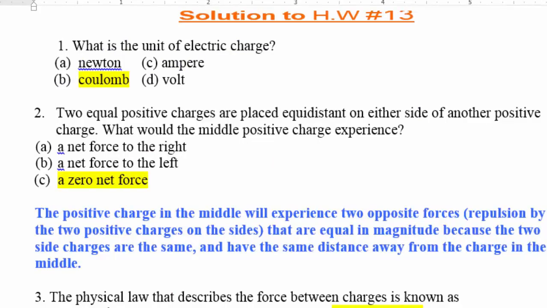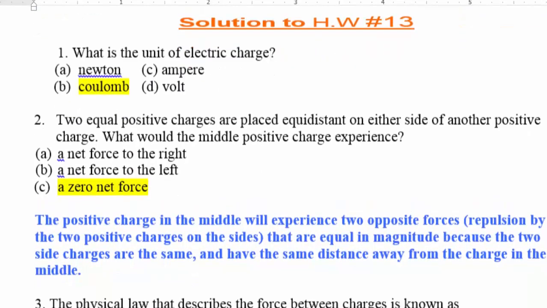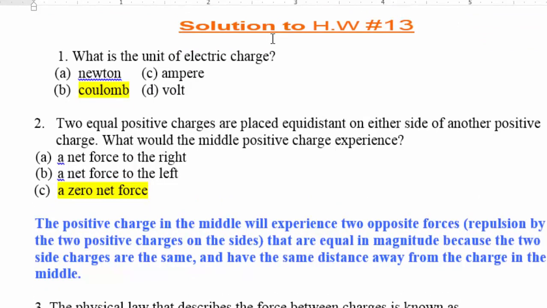Okay, on the homework questions, and again make sure first to solve it yourself. The unit of charge is Coulomb. When you have two equal positive charges that are placed equidistant on either side of another positive charge, what force would the middle positive charge experience? So you have a charge in the middle, and then you have two charges that are at the same distance from the charge in the middle. This is the middle one.